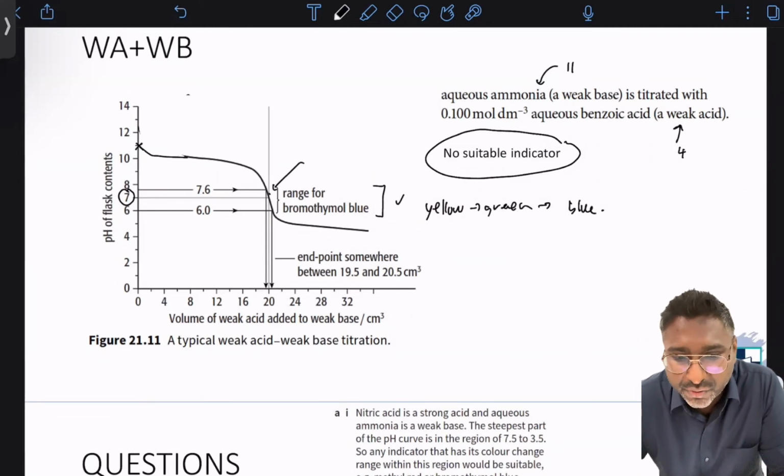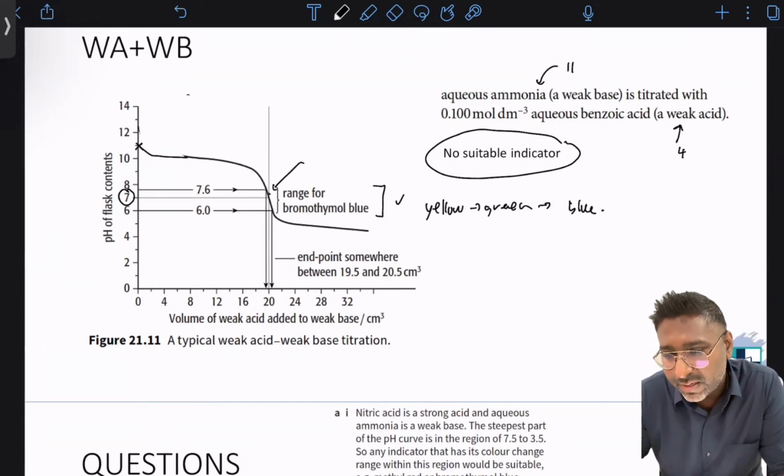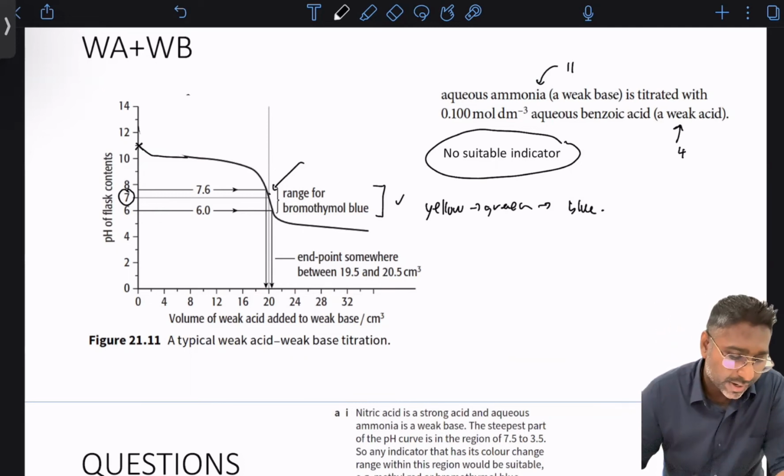So there is no sharp fall, because when we want to use an indicator, we want to see an exact color change, maybe from pink to colorless, from a certain color to another certain color. In this case, if they are changing gradually, it's going to be difficult for us to identify.